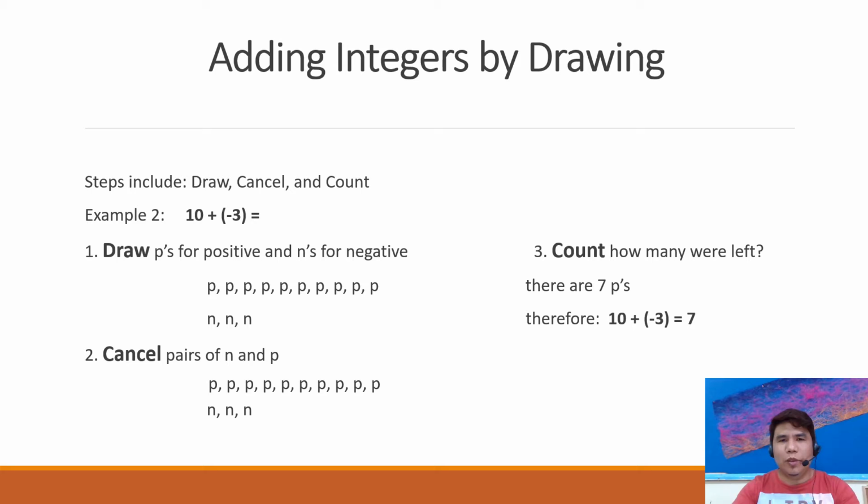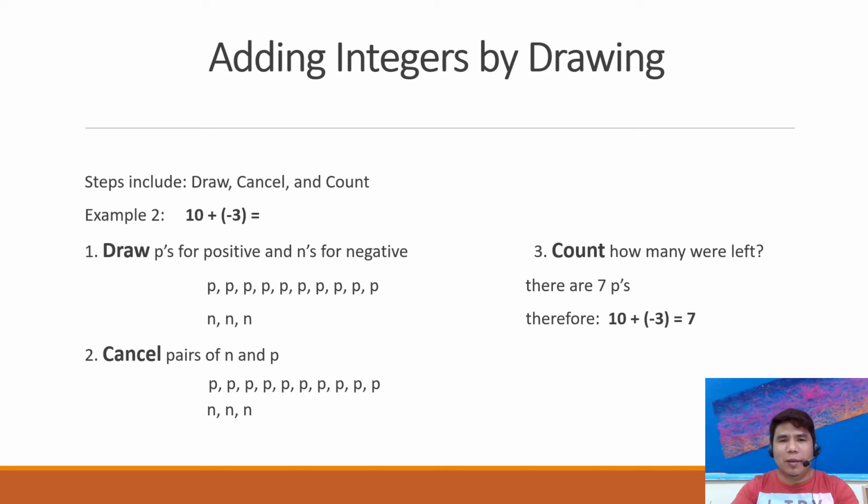So 1, 2, 3, 4, 5, 6, 7, 8. So you draw 10 P's. And then since negative 3, there are only 3 N's for that. That represents for the negative 3. That would be N, N, and N. Alright? Next, you go to number 2, cancel.